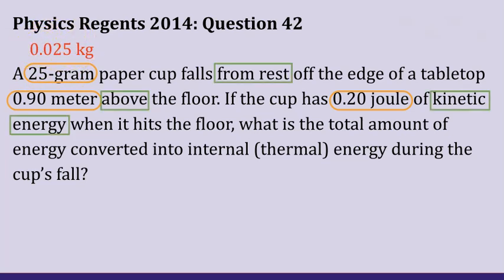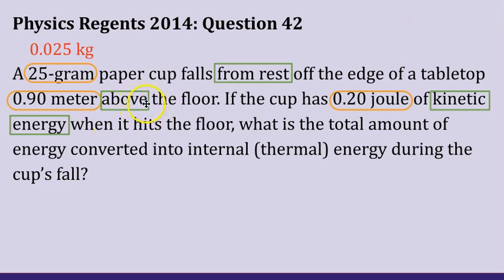The next thing that I did was I boxed some of the words that I thought were important. When it says from rest, that reminds me that it's originally not moving. So that helps me figure out that there's no kinetic energy in the beginning of the problem. From always means initial or beginning. And rest just tells me that the object is not moving, so that shows me there's no kinetic energy in the beginning. I put a box around above because that shows me something about the height.